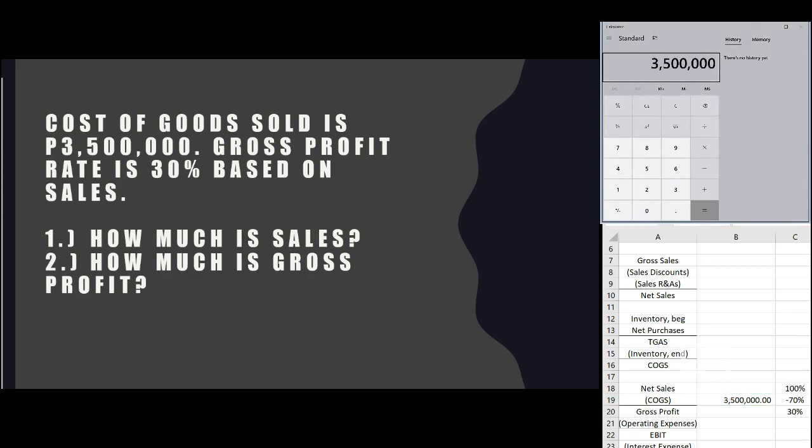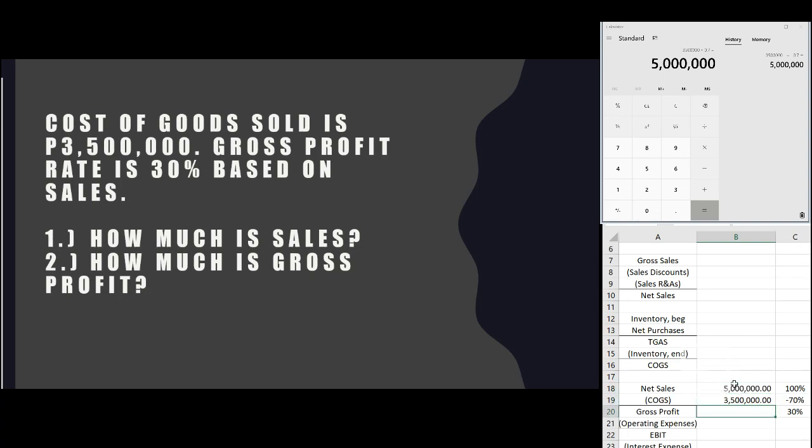3,500,000. Okay? Ito yung 70%. The question is, how do we get 100%? Basically, we have to divide it by its percentage. Divided by 0.7. Ito yung 100% natin. Okay? So, our net sales will become 5 million.